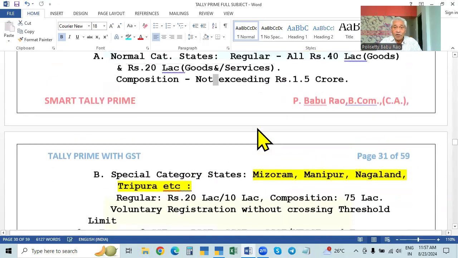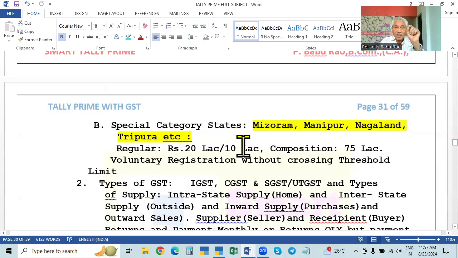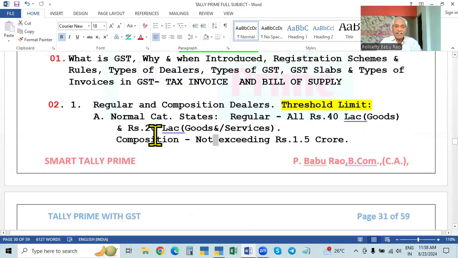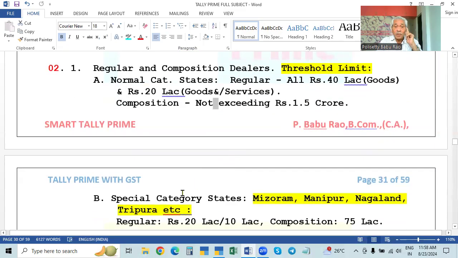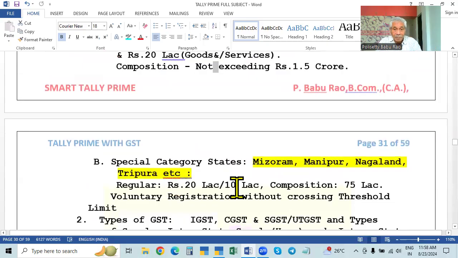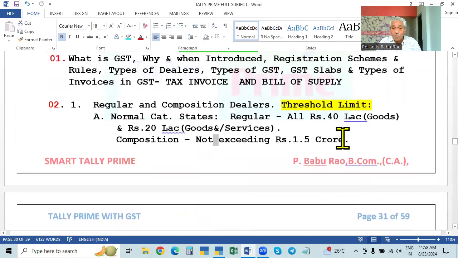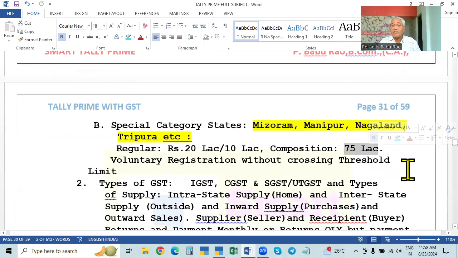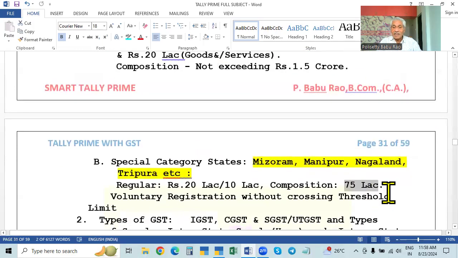But in the case of special category states, I told you, for the regular scheme, the minimum threshold limit is only 20 lakhs for goods and 10 lakhs for services. So half of this: 20, 10. This is prescribed for the special category states. That is the minimum amount. So there will be no maximum for regular dealers. They have to get registration. For composition dealers, the maximum is 1.5 crore in the normal category. In the special category, the maximum limit is 75 lakhs, half of 1.5 crore.